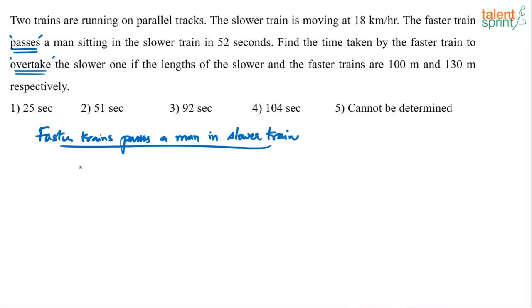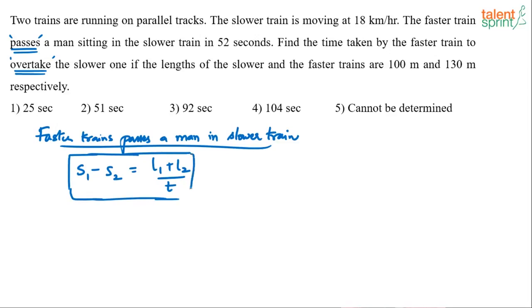So how do we write the equation? Speed of the first body minus speed of the second body equals the length of the first body plus the length of the second body divided by time. This is a general equation. If you know this formula, you can solve any question of this topic. S1 minus S2 equals L1 plus L2 by T, when the trains are moving in the same direction. When they are moving in opposite directions, this minus becomes plus.